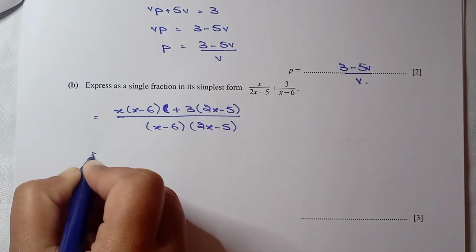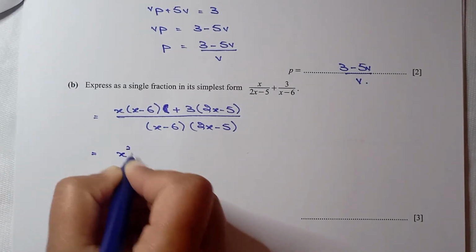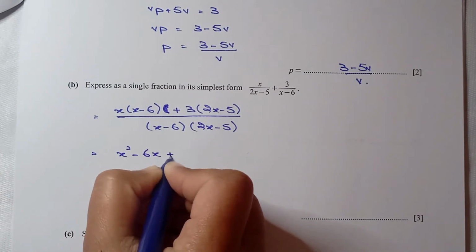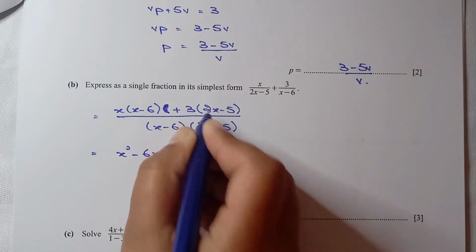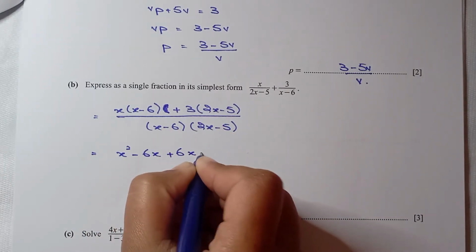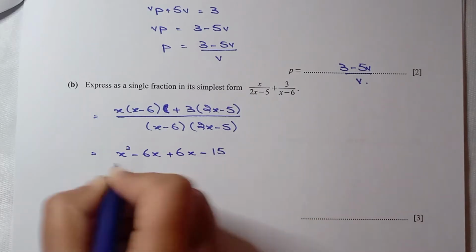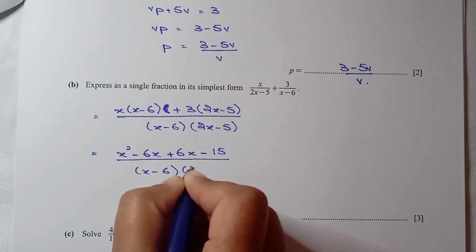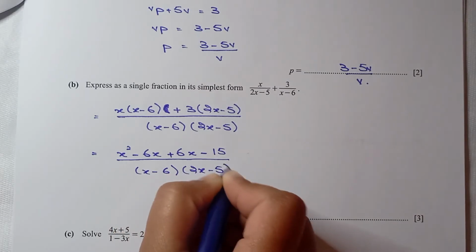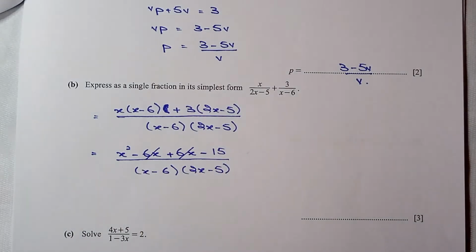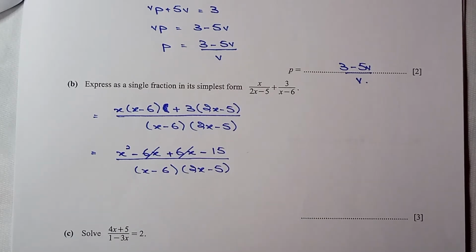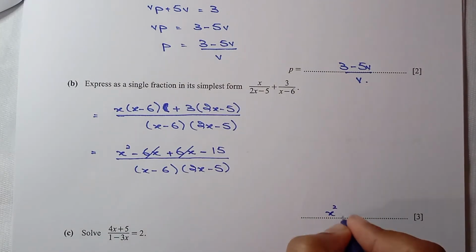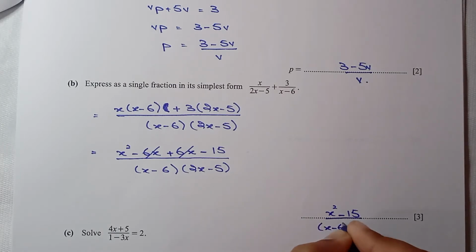Okay, now let's do a further simplification. It would be x square minus 6x plus 3 times 2 would be 6x minus 15, divided by x minus 6 and 2x minus 5. So positive 6x and negative 6x would be cancelled out. So as a single fraction, it would be x square minus 15 over x minus 6 and 2x minus 5.